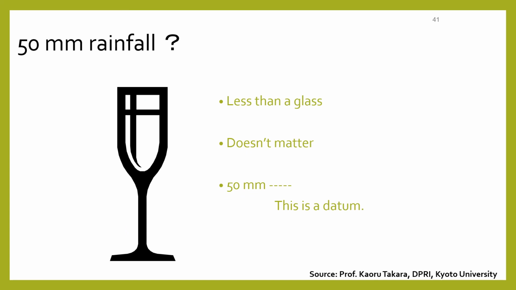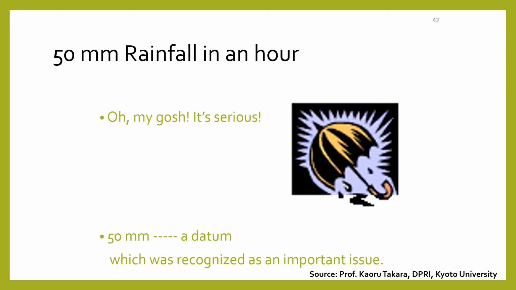For example, 50 millimeter rainfall. It can be less than a glass, it doesn't matter, it can be 50 millimeter. So this is a datum. So what does 50 millimeter rainfall mean? But if we say 50 millimeter rainfall in an hour, oh my gosh, it's serious. So 50 millimeter is still the datum, but we put some more parameter here, in an hour, which we can recognize as an important issue.